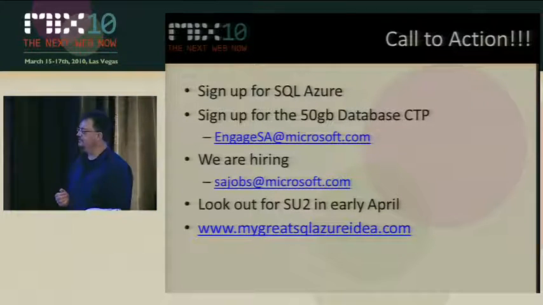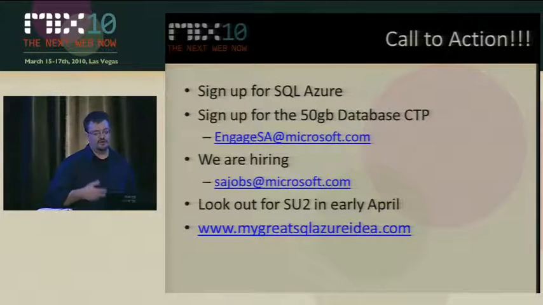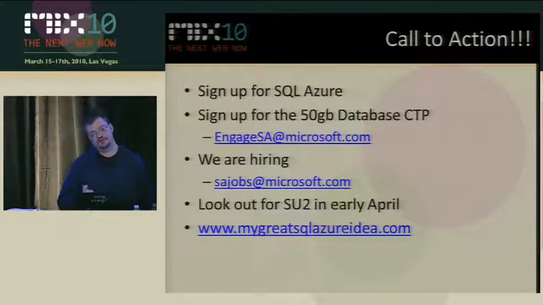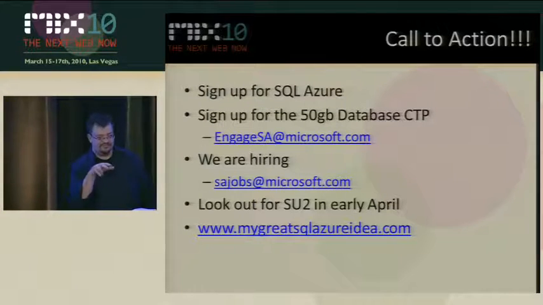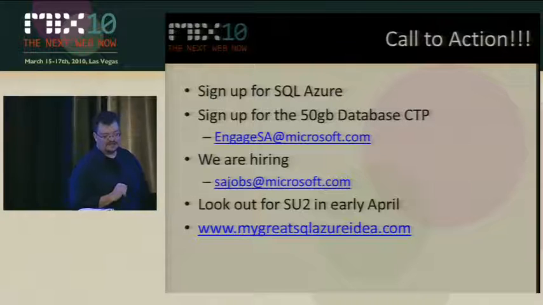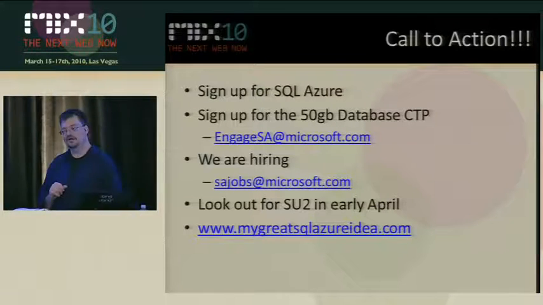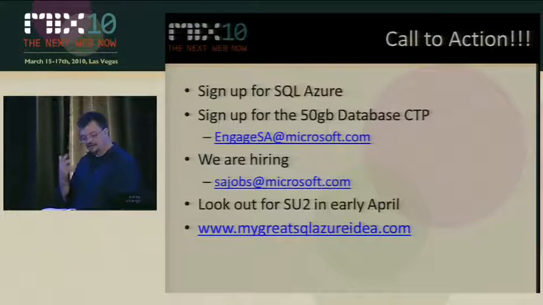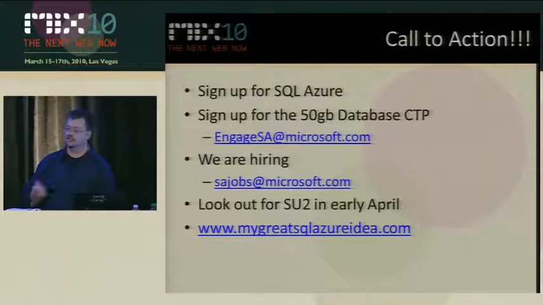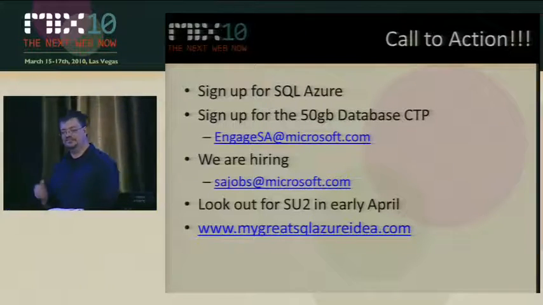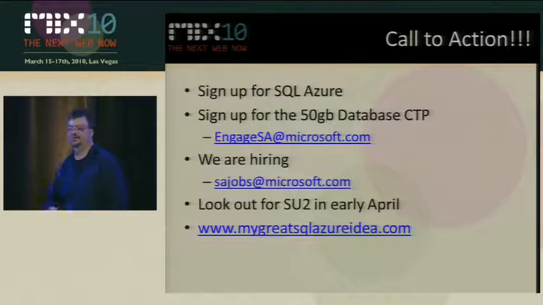SU2 will be out in early April, and for your feedback, the way we gather it is a site called migrateSQLAzureIdea.com. It enables you to go out there, suggest a feature, and also vote for features. Once we see those features cranking up in terms of votes, that makes us think, hey, maybe this is something we should enable. Things like larger databases were at the top of the list. Spatial, top of the list.